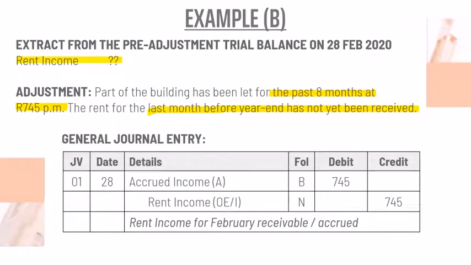If we do it, we go and debit accrued income. Why? Because we still need to receive the money, so the tenant owes us. It's an asset. And we go and credit rent income because that's the side where rent income increases. We have earned that money, we just haven't received it. And then you say rent income for February accrued. I would stick to the word accrued.